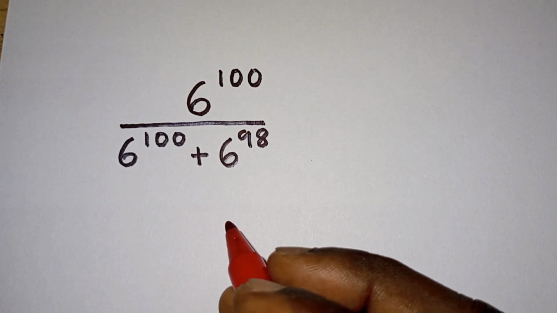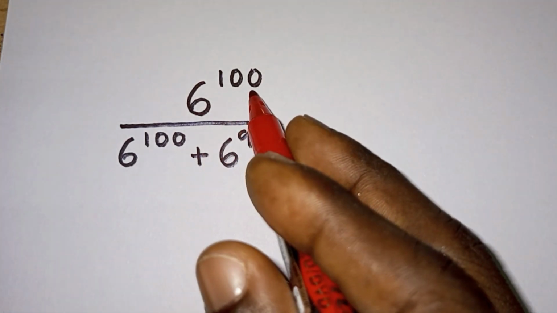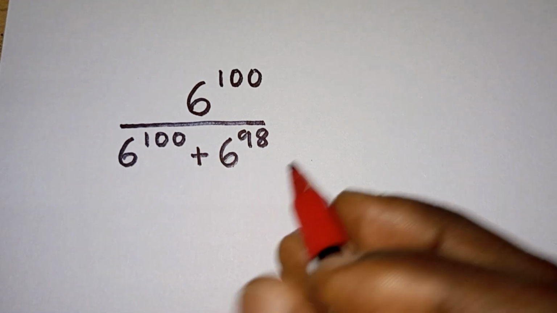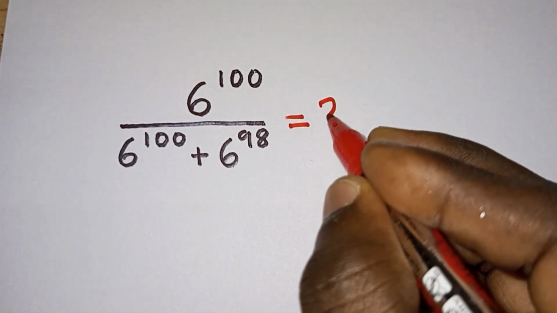Hello everyone, what is the value of 6 to the power 100 divided by 6 to the power 100 plus 6 to the power 98?